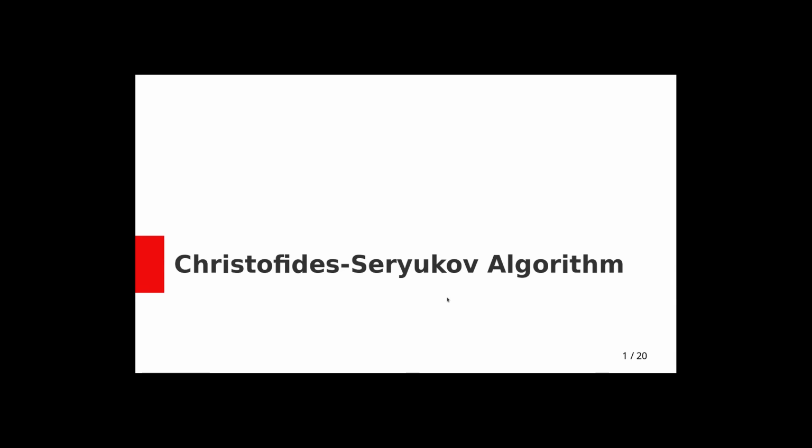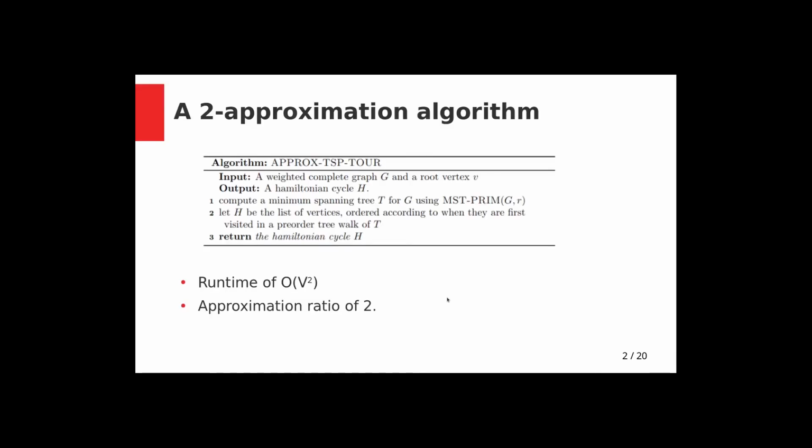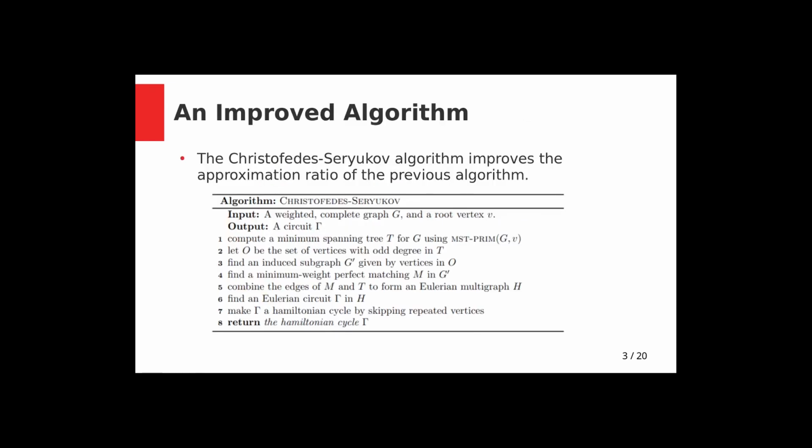Lastly, we will look at the Christofides-Serdyukov algorithm. Before we get into that algorithm, let's look at a two-approximation algorithm for finding an approximate TSP tour. This algorithm finds a minimum spanning tree for the graph, then does a DFS-based walk of it, and then returns a Hamiltonian cycle. This is a big O of V squared algorithm, and it has an approximation ratio of 2. So we can improve this algorithm to get a more accurate result by adding a few more graph operations. Let's look at those operations in the next few slides.